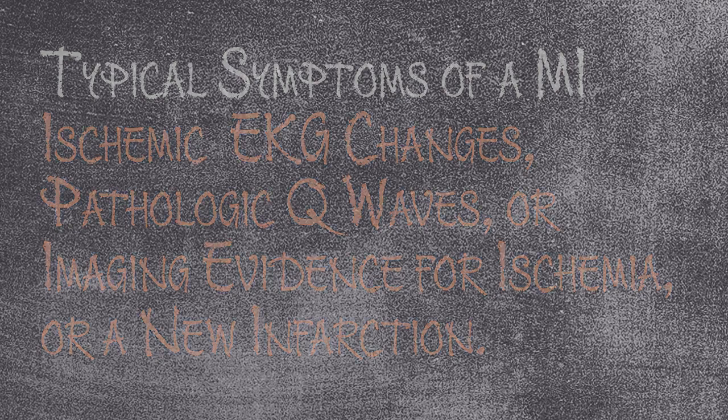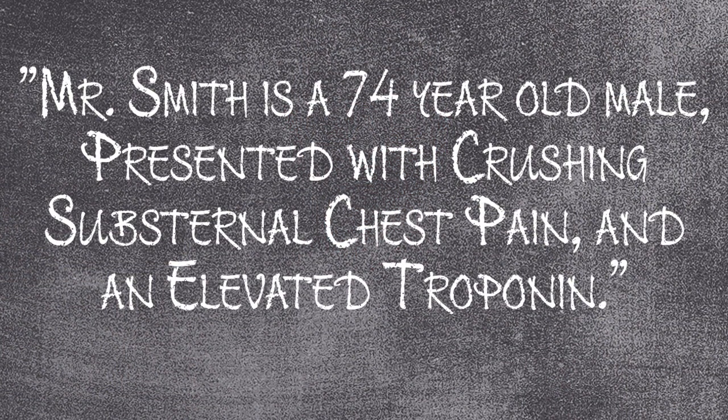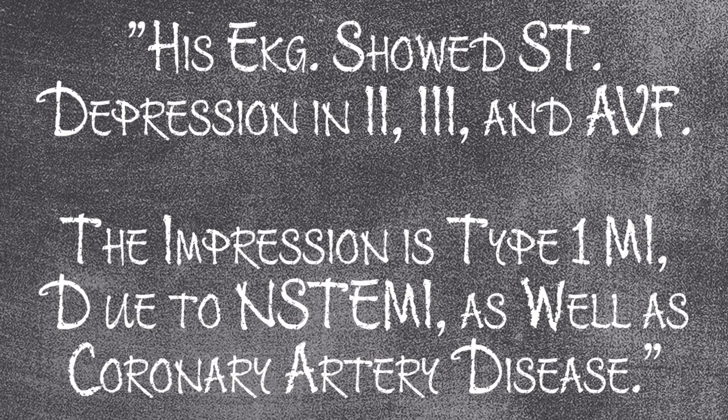Complete and accurate documentation for an MI includes these two examples. First, Mr. Smith is a 74-year-old male who presented with crushing substernal chest pain and an elevated troponin. His EKG showed ST depression in 2, 3 and AVF. The impression is type 1 MI due to NSTEMI as well as coronary artery disease.